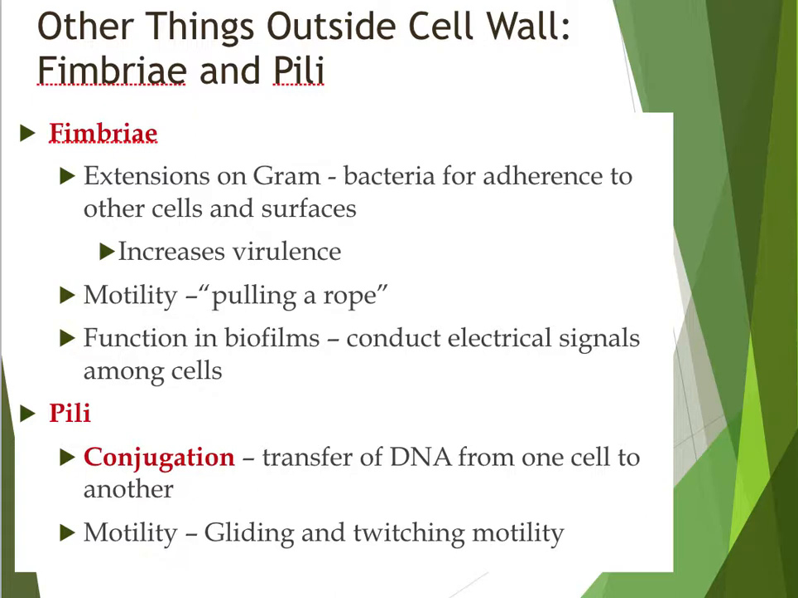Now, pili are involved in a process called conjugation. Conjugation is the transfer of DNA from one cell to another. It is sometimes referred to as bacterial sex because there is actually a transfer of genetic material and there is cell-to-cell contact. We will study conjugation later in the semester. There is a slight amount, again, of motility enabled by pili. It's a gliding and twitching motility, but again, the primary function of pili is for conjugation, not motility.